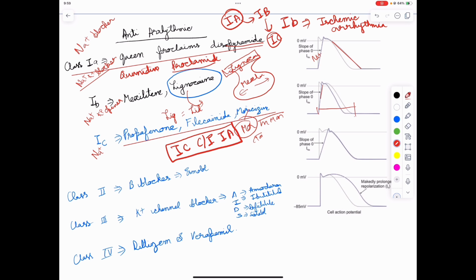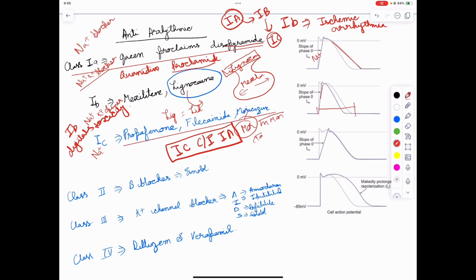Also, 1B is used in digitalis toxicity. Why is 1B used in digitalis toxicity? See, what happens in digitalis is that it blocks the sodium potassium channel first. Second, in the heart, it causes blockage of the AV bundle and AV node. So ultimately what it is doing is prolonging conduction.